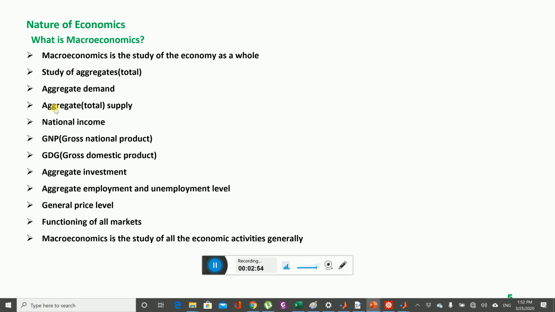Another example, aggregate supply, aggregate total supply. Again we will concentrate on the output produced by all companies working in Afghanistan, or you can say the output of all sectors of Afghanistan. This study is called macro study, and macroeconomics is the study of aggregates.